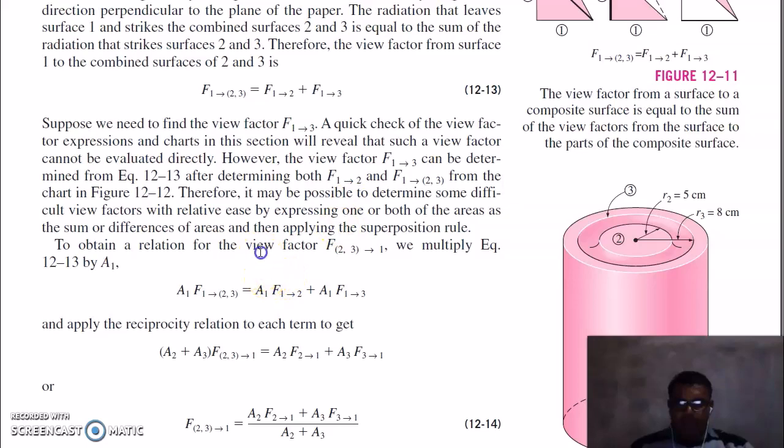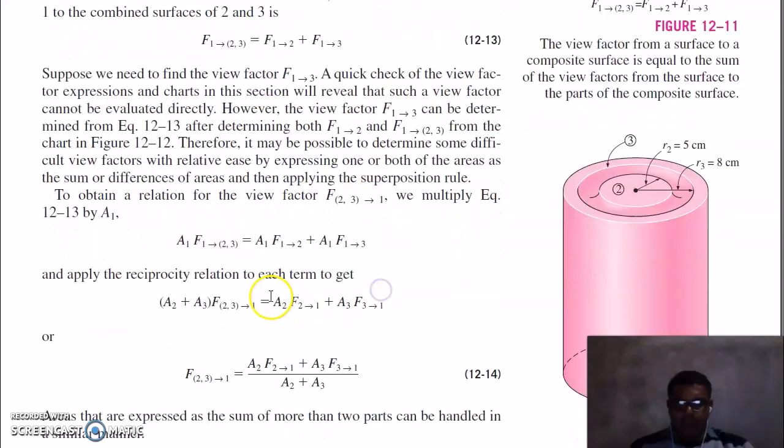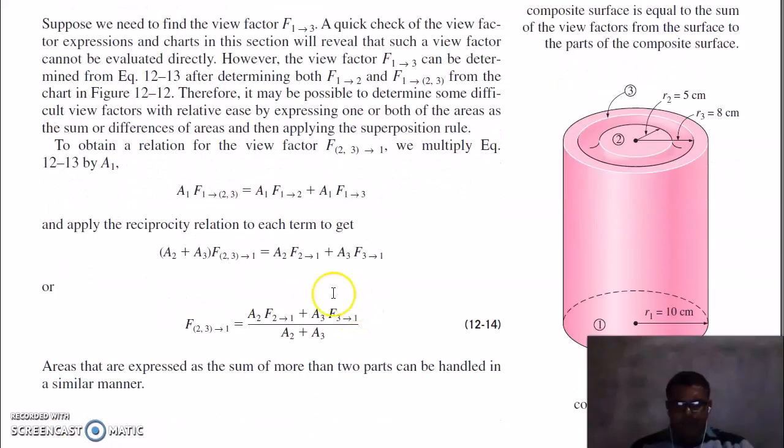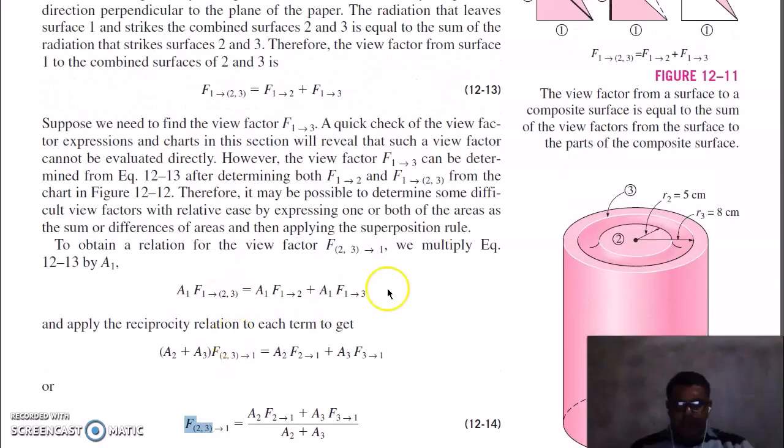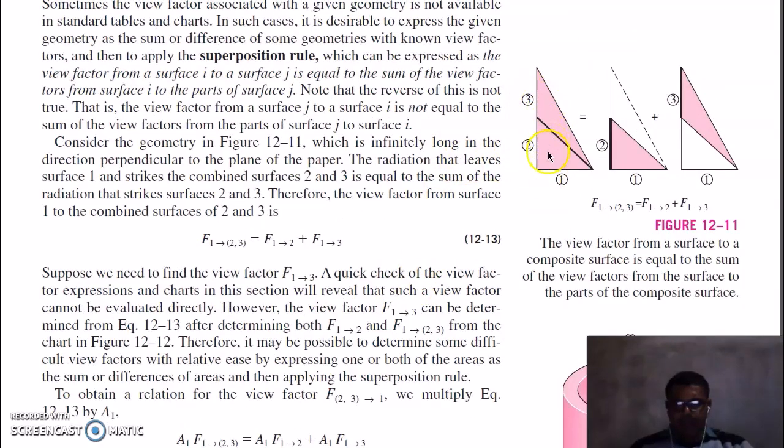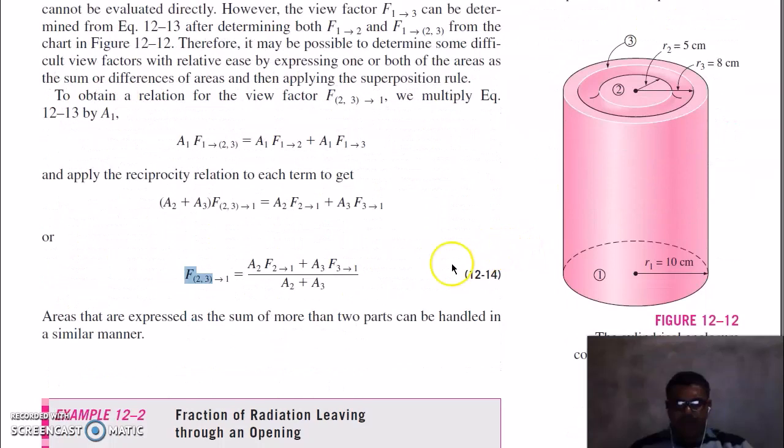Second, if you multiply this equation by area A1, you will get this equation. Now apply the reciprocity relation, which is to interchange the subscript 1 with 2 and 3, and change this value also. You will get this relation by the reciprocity relation. Now from this relation you can easily find F 2,3 to 1, meaning from this plate to this plate you can find the view factor, which is F 2,3 to 1, which is this one.